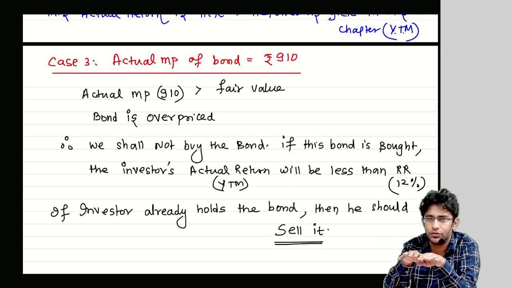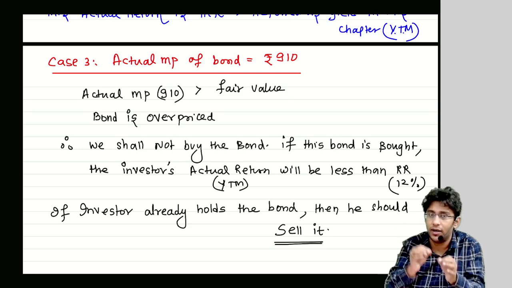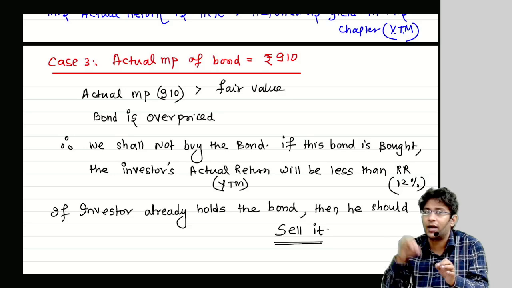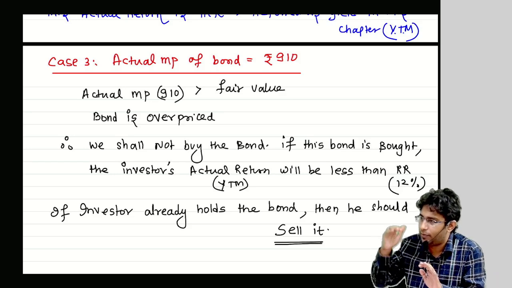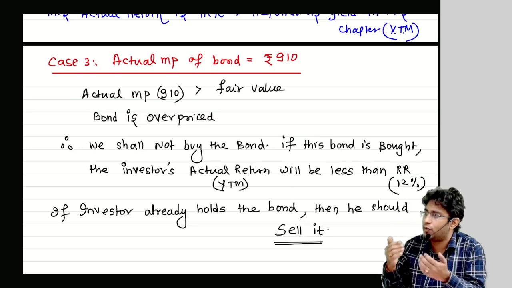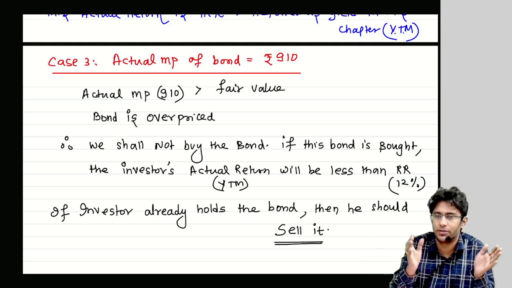Market price exactly 1000, the bond is trading at par. Below 1000, the bond is trading at a discount. A bond trading at a discount and an underpriced bond are not the same. Par, premium, discount is an analysis we make by looking at the face value of the bond and the market price of the bond.